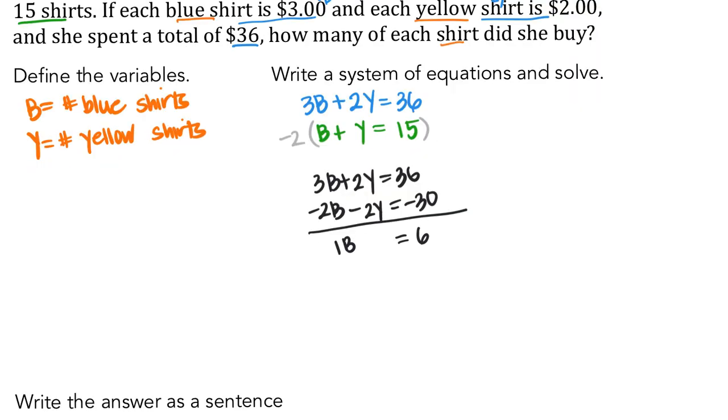Okay, I canceled the y's. I got 1b equals 6, which means b is 6. If you want to divide by 1, you can. It's not necessary because I know b is 6. Okay, you can plug it in either equation. I'm going to plug it in the second equation because it looks easier. You get the same answer both ways.